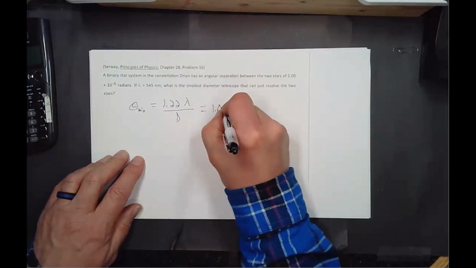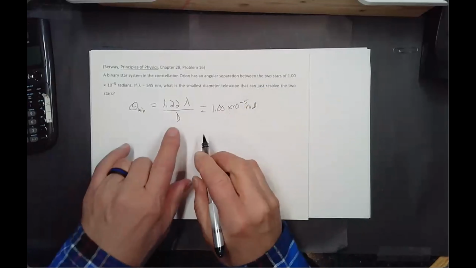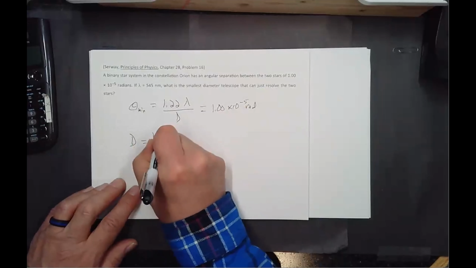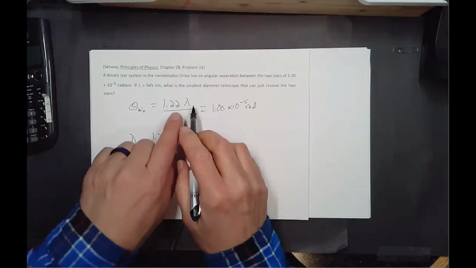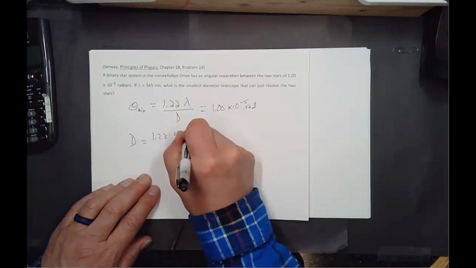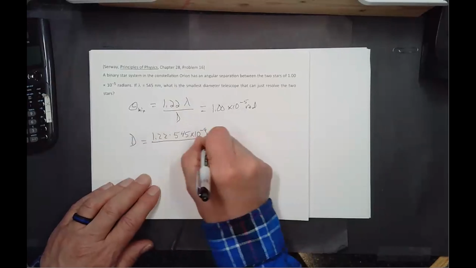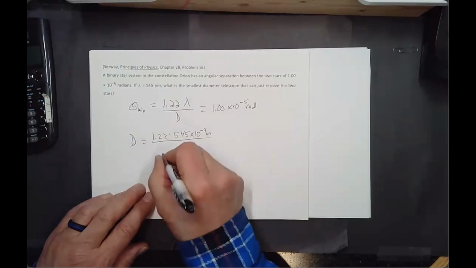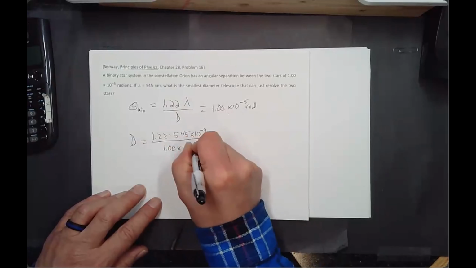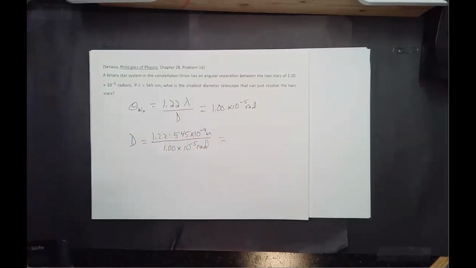So let's just solve for D here. D is going to be 1.22 times lambda, which is 545 times 10 to the minus ninth meters, divided by 1 times 10 to the minus fifth radians there. And we get, I don't know what we get.